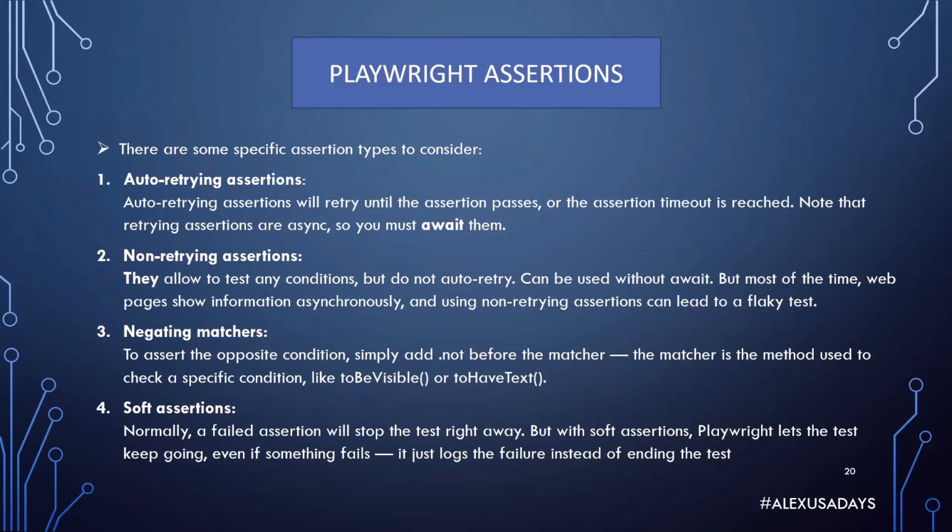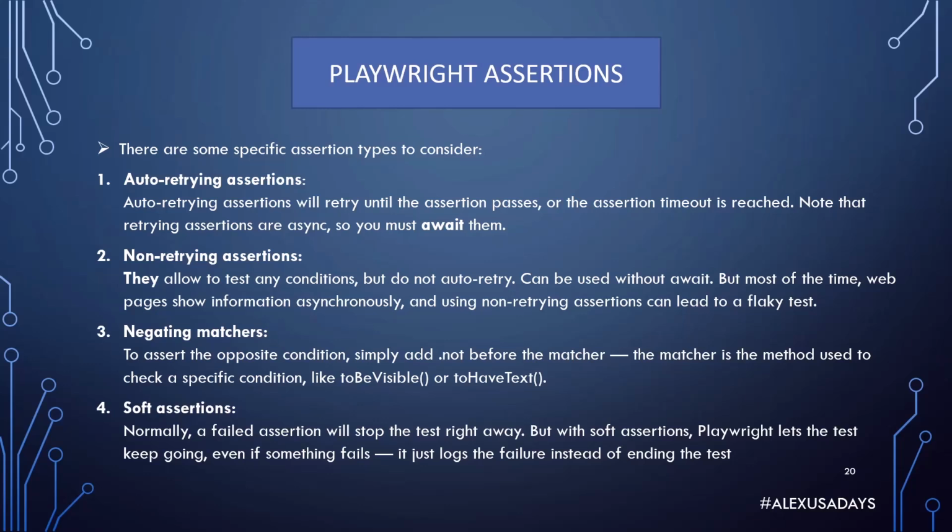Non-retrying assertions allow you to test any conditions but do not auto-retry. They can be used without await, but most of the time web pages show information asynchronously, and using non-retrying assertions can lead to a flaky test. So if you want to store data and then assert it later, that would be a non-retrying assertion.